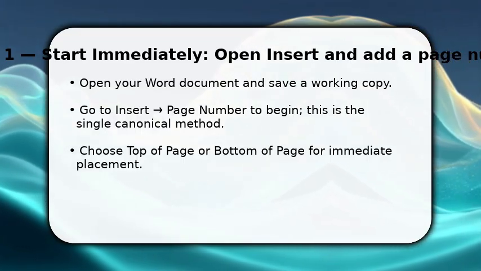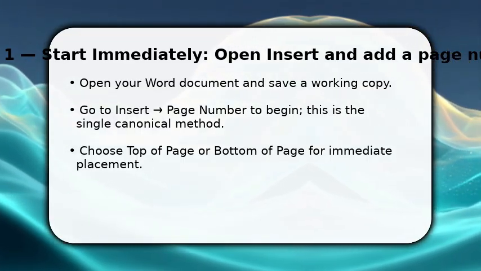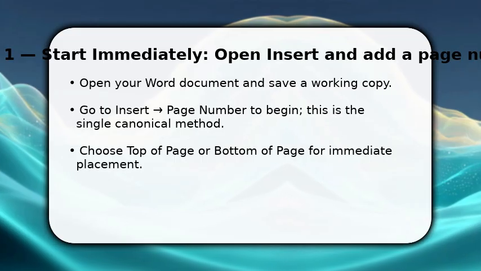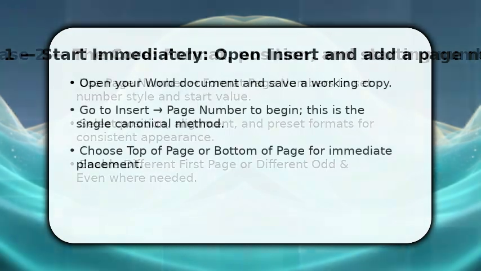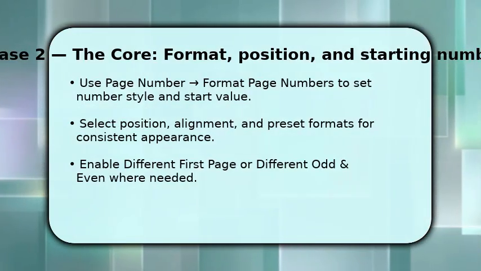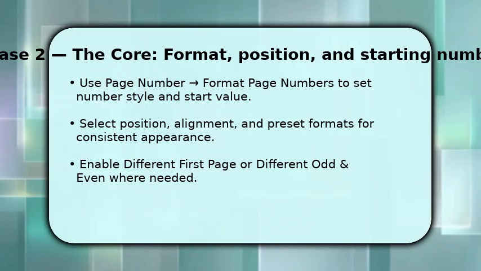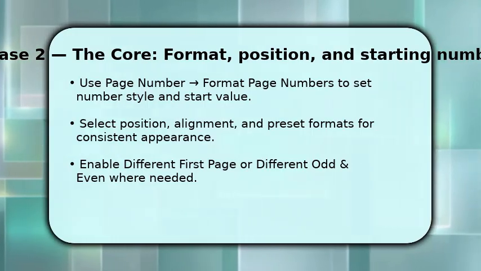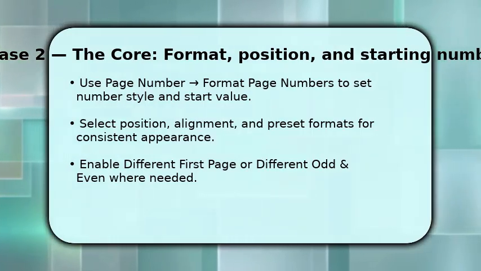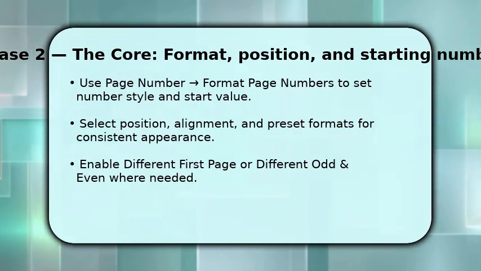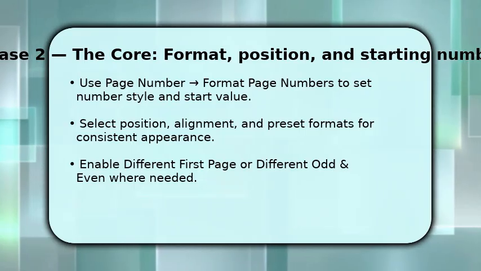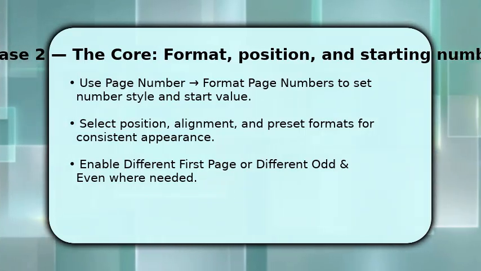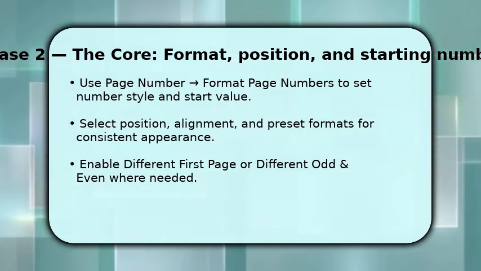Make sure to leave the cursor where you want consistent numbering, because this method controls every page automatically and prevents manual number mistakes later. Once the number is inserted, use Page Number, then Format Page Numbers to choose numeral style, such as 1, 2, 3, or I, II, III, and set the starting value if you need numbering to begin at a specific number. Then adjust alignment, left, center, right, and pick a preset that matches your header/footer design.